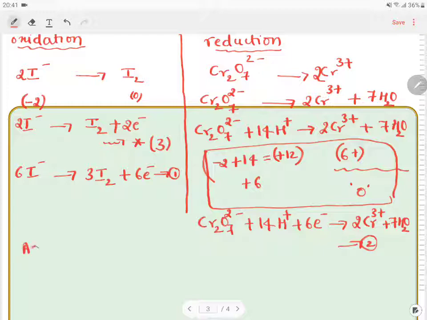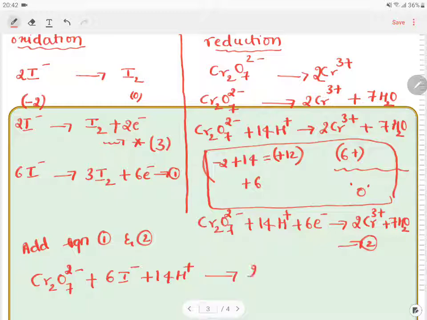So what's the last step? Add equations 1 and 2. The 6 electrons on the reactant side and product side will get cancelled. So we get Cr2O7 2 minus plus 6I minus plus 14H plus giving rise to 2Cr3 plus plus 3I2 plus 7H2O. So this is our final equation.